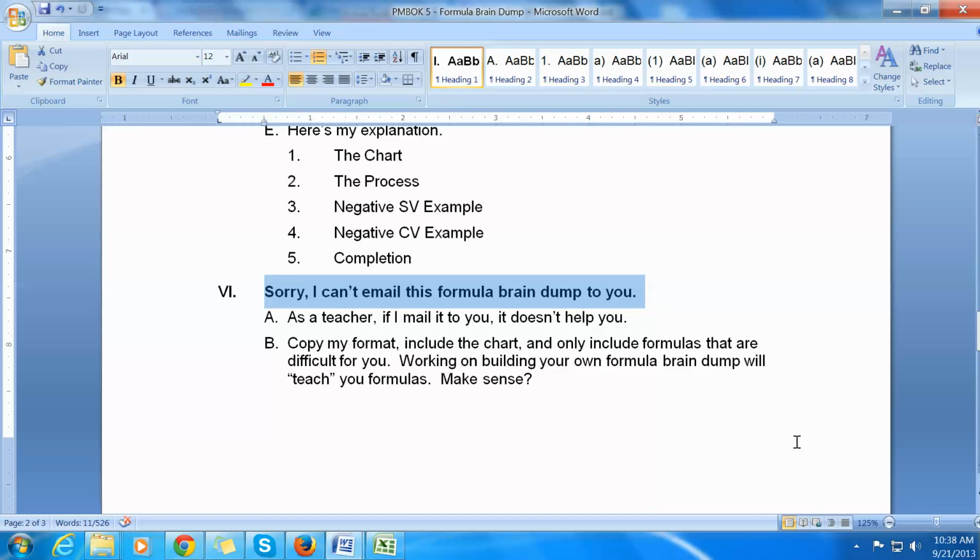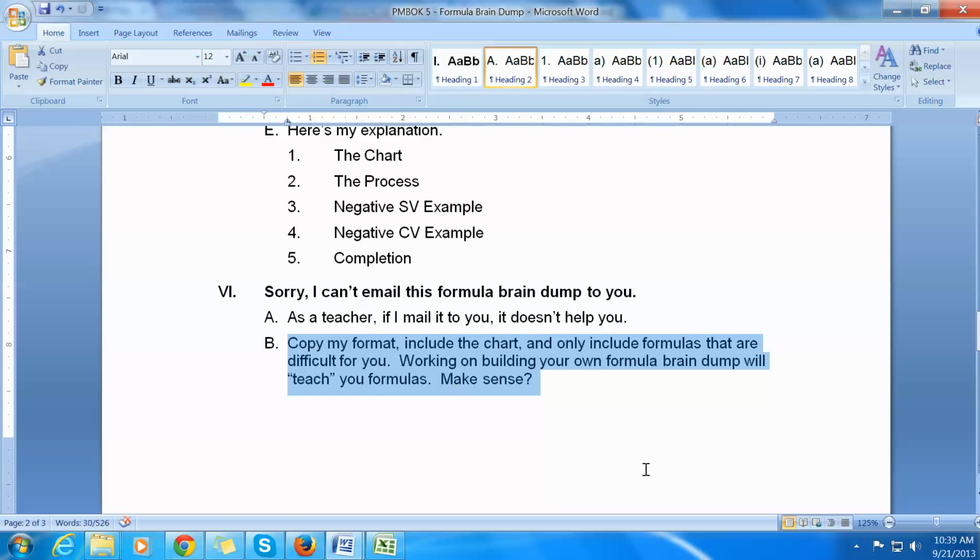contact me saying, gee, Rich, can you send me your formula brain dump? And I made a decision on this. Sorry, I can't email this formula brain dump to you. Here's why. As a teacher, if I mail it to you, it doesn't help you. You haven't built it. You have to build it. You have to struggle with it. You have to work it so it makes sense to you.